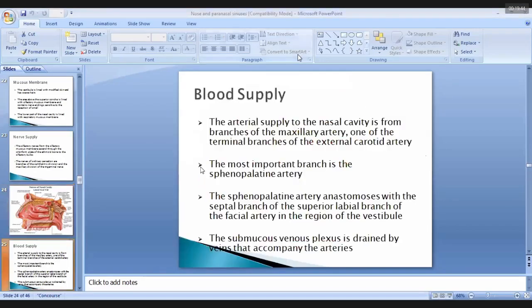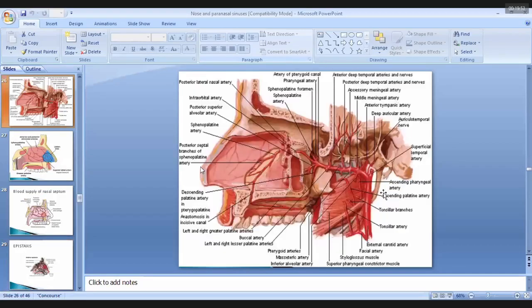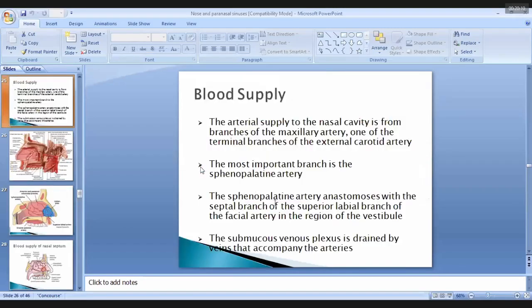The blood supply of the nasal cavity is from branches of the maxillary artery. The maxillary artery is a terminal branch of the external carotid artery. See in this figure, this is the external carotid artery, which divides into its two terminal branches. One of the terminal branches is known as the maxillary artery. From the maxillary artery arises the sphenopalatine artery, an important branch supplying the nasal cavity.